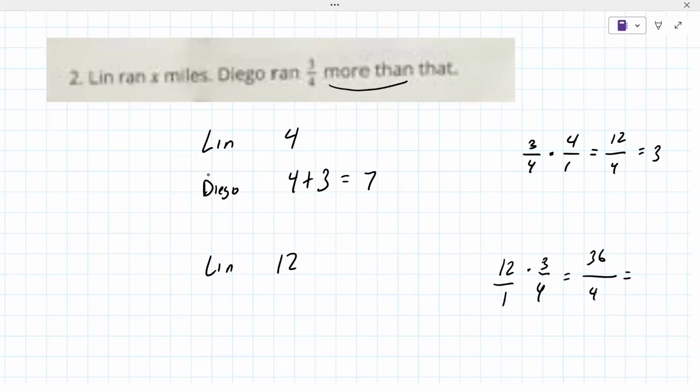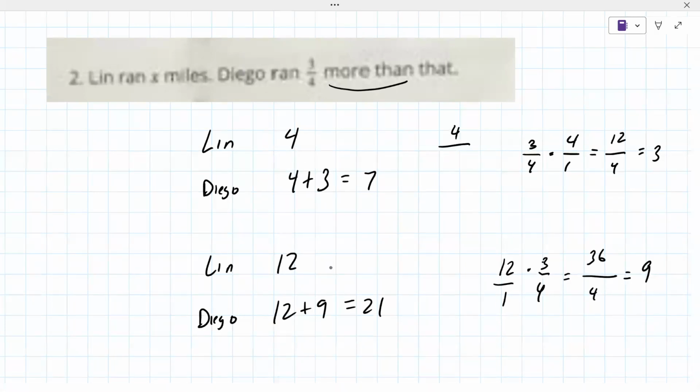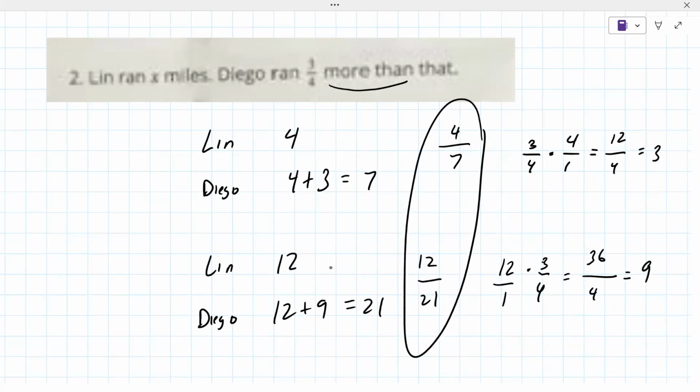Sorry, 9. Okay, so that means Diego in this scenario ran 12 plus 9, which is 21. And then maybe it's not as obvious here because the numbers don't work out as nicely, but is the ratio 4/7 the same as 12 over 21? And they actually are. These actually do become the same.